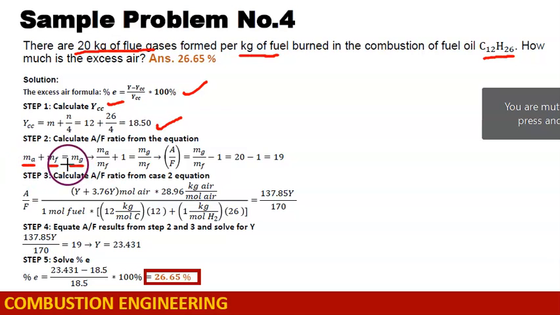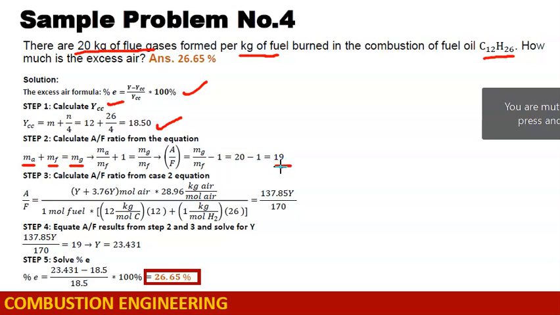So if we divide all of this by the mass of fuel, the first term will become mass of air over mass of fuel, the second term will be 1, and the third term will be mass of gas over mass of fuel. From this, we can solve for the mass of air over mass of fuel, or the air-fuel ratio. That is the mass of gas per kilogram of fuel, which is 20, minus 1. So our air-fuel ratio is 19.